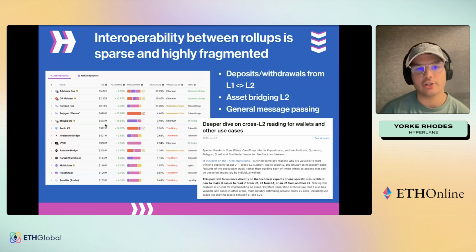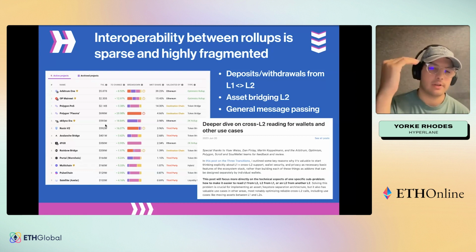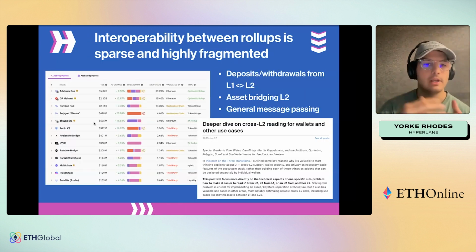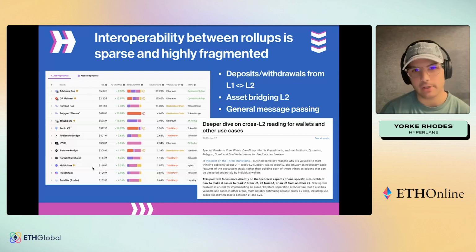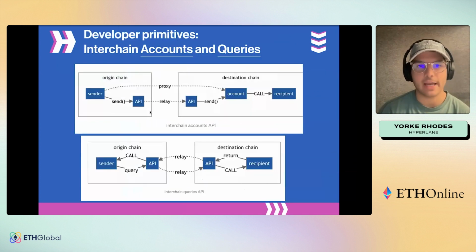This chart shows the different chains you would want to reach to have the widest distribution of your application. And so integrating Hyperlane once, you get all this distribution rather than having to go and integrate all these yourself. So that's the basic idea.